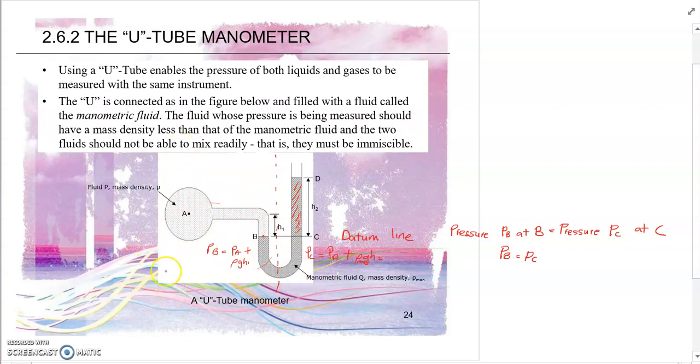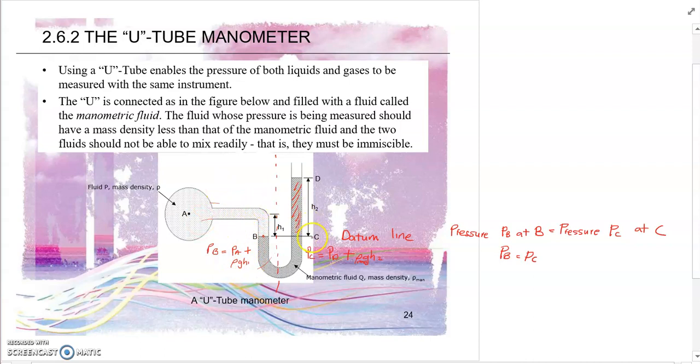First, let's look at the left side. If you want to measure the pressure at B, PB is equal to the pressure at A plus the pressure associated with the height difference between point A and point B, which is rho GH1. Since the region between A and B is filled with fluid P, the density is density P. So PB is equal to PA plus rho GH1.